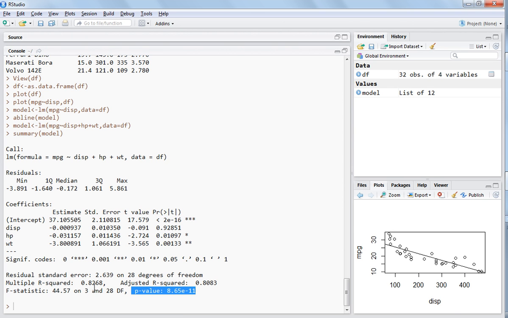Also from the multiple R squared, we can say that 80.68% of the variance has been explained. And from these stars, we can say that these variables are important. We can remove the disp variable from the model by just fitting the same model again with lm, MPG, removing disp and just writing HP and WT.